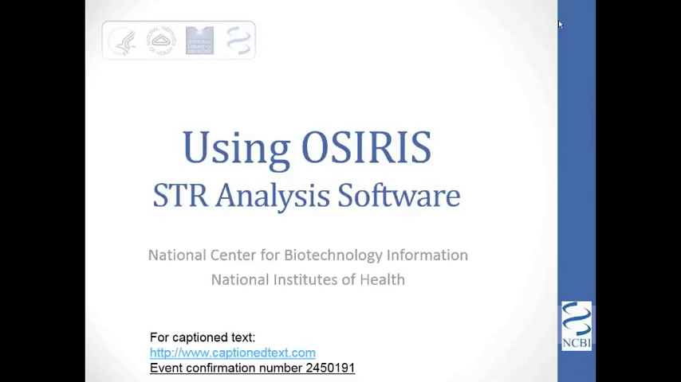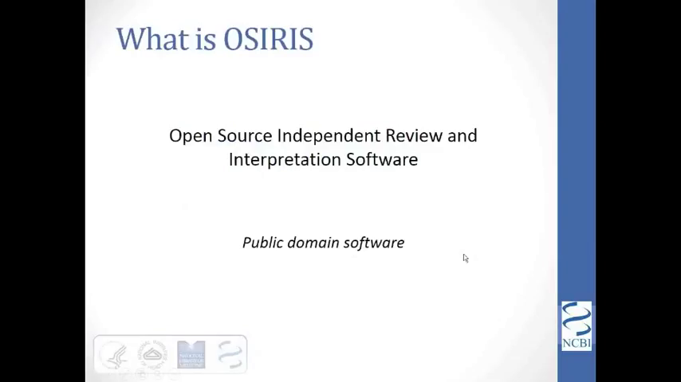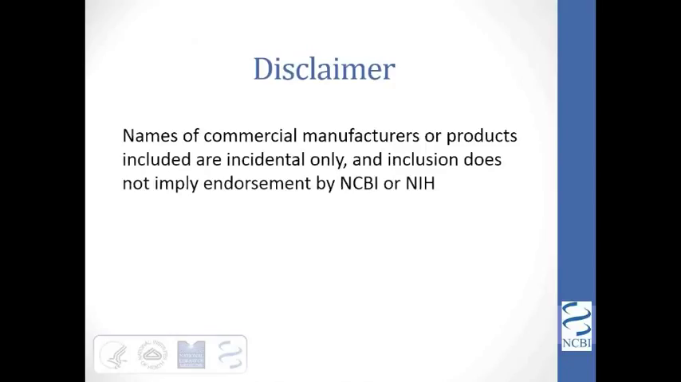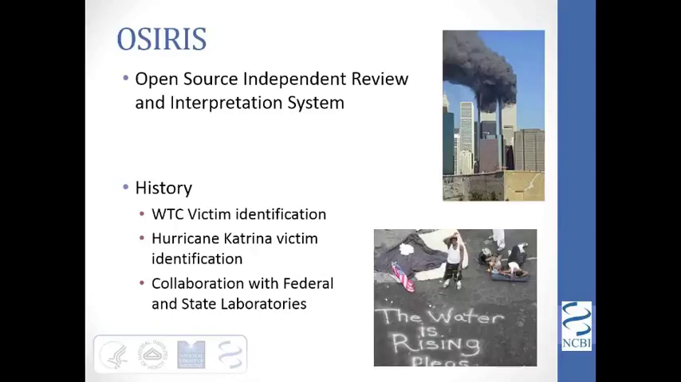Okay, so today we'll talk about OSIRIS software. First off, OSIRIS is the Open Source Independent Review and Interpretation System software. It's public domain software. I'd like to point out that the commercial manufacturers and products that we mention today are only mentioned incidentally and don't imply endorsement by NCBI or NIH. OSIRIS was conceived in response to recommendations from the World Trade Center Victim Identification Project. It was first tested in a pre-release mode in the Hurricane Katrina victim identification, on which I worked, and was further developed in collaboration with federal and state laboratories and the National Institute of Standards and Technology.